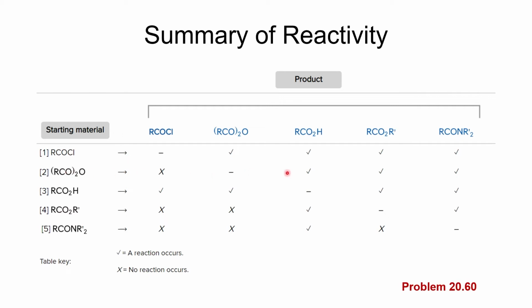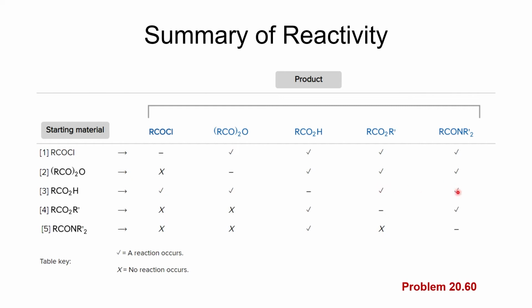Acid anhydrides, you can turn it into anything except for the acid chloride. Carboxylic acids, these ones are kind of unusual because we had a workaround for all the carboxylic acids. So we could turn it into acid chloride with thionyl chloride. There are some acid anhydrides we can do. So this one's maybe a check with a star by it or something.